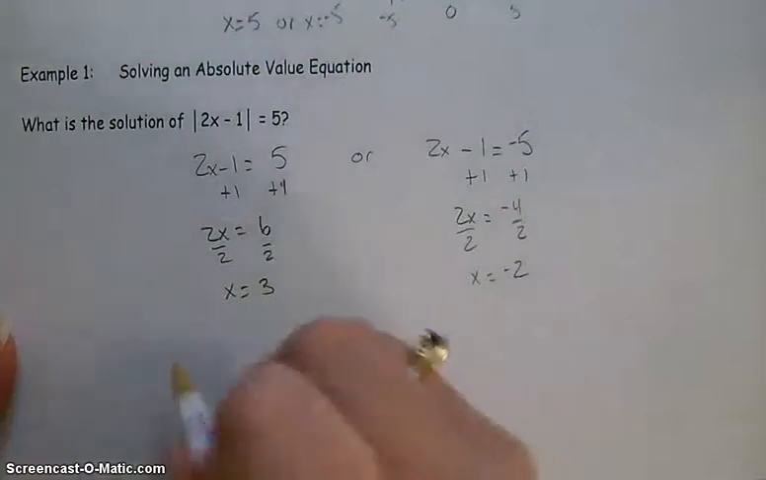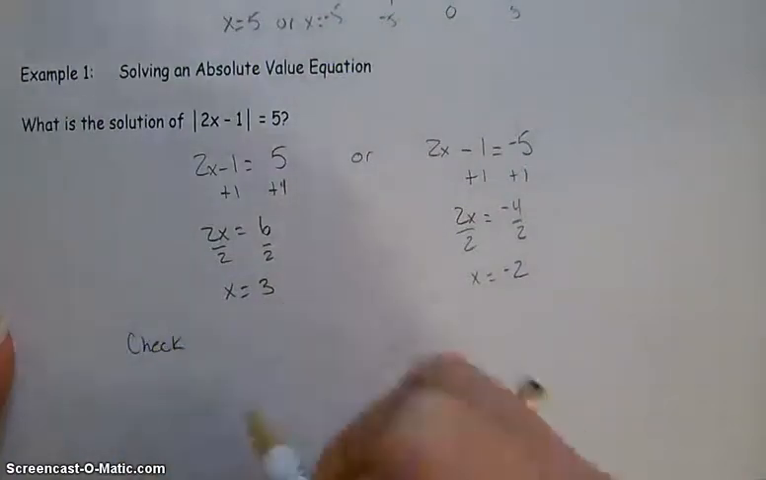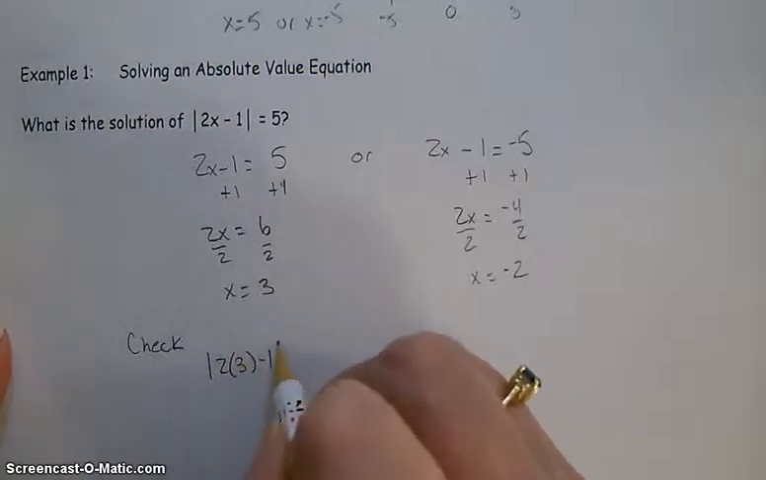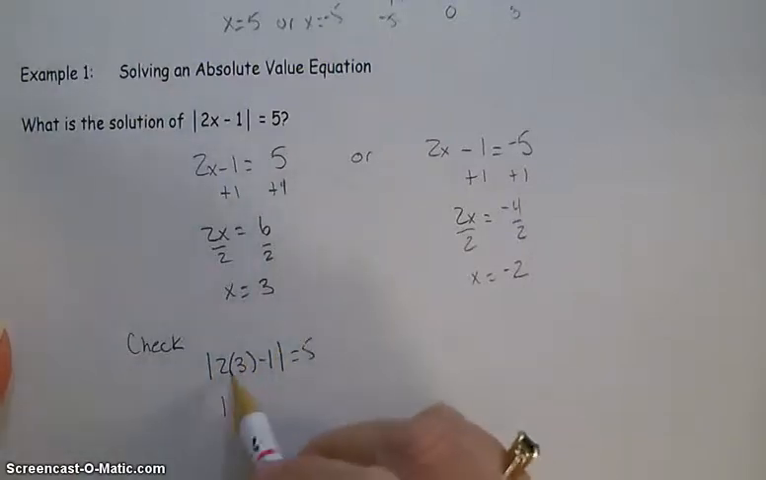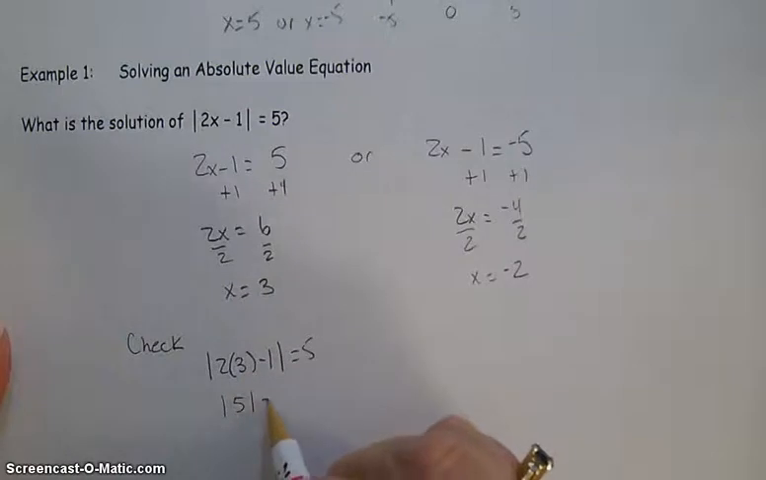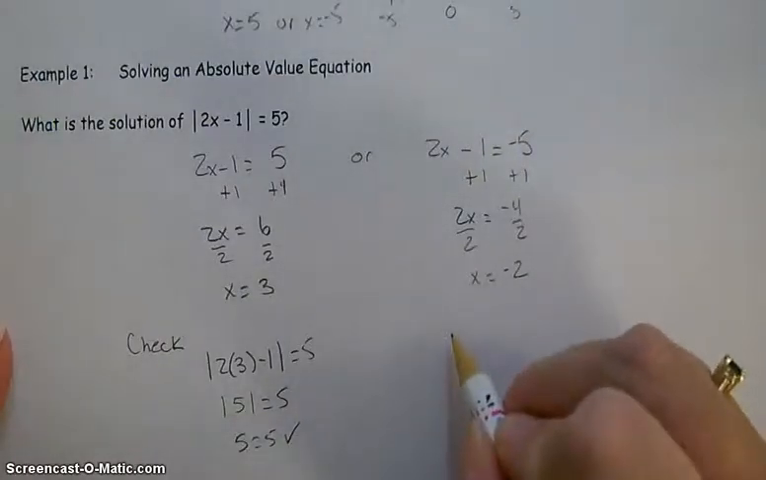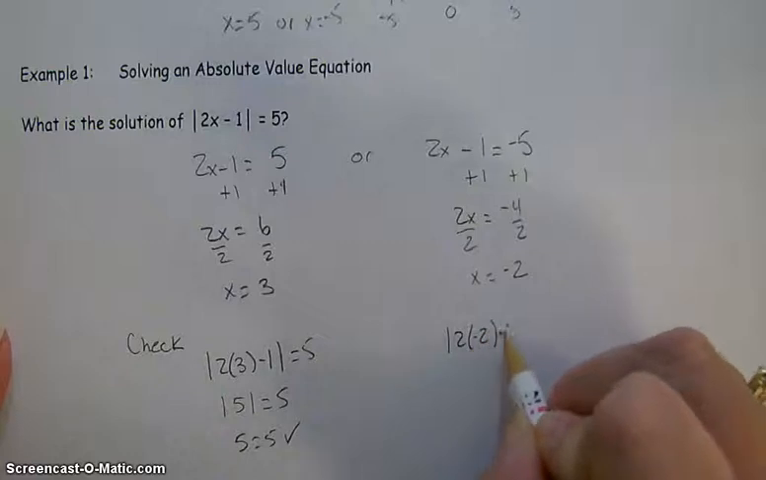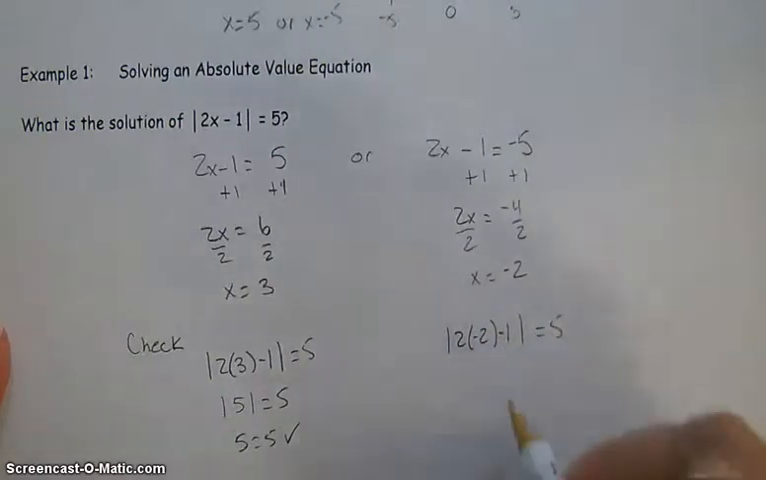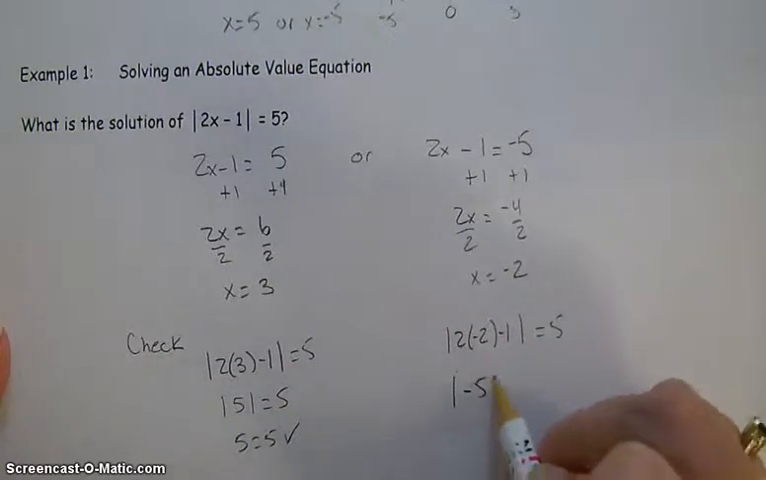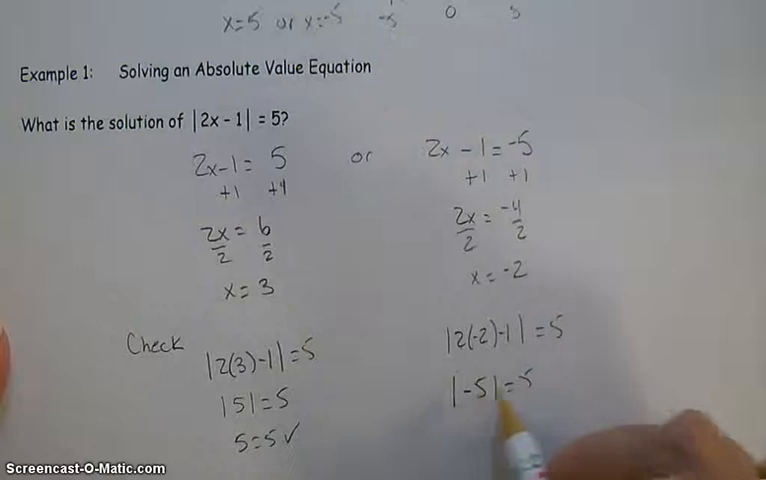So I'm going to go back in and check these. If x is 3, the absolute value of 2 times 3 minus 1: 2 times 3 is 6, minus 1 is 5. So the absolute value of 5 equals 5, and 5 does equal 5, so that is a check. Now the other answer: the absolute value of 2 times negative 2 minus 1. 2 times negative 2 is negative 4, minus 1 is negative 5. The absolute value of negative 5 is 5, so 5 equals 5, and that is a check.